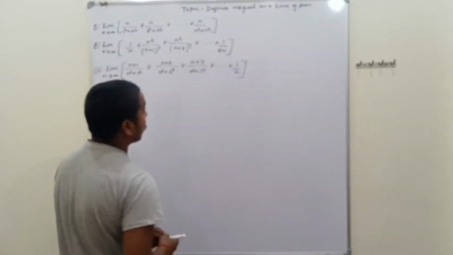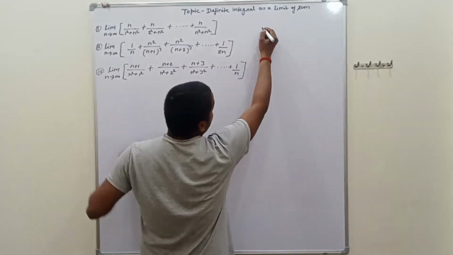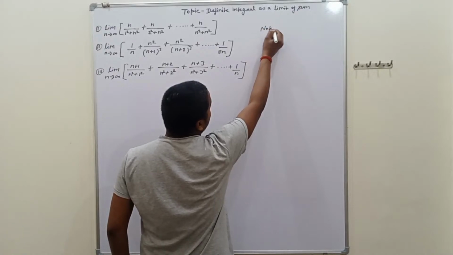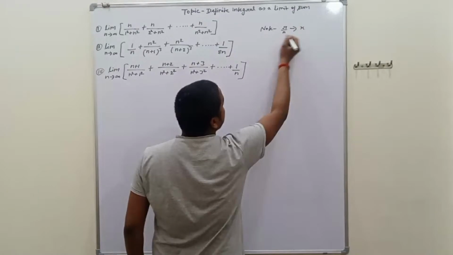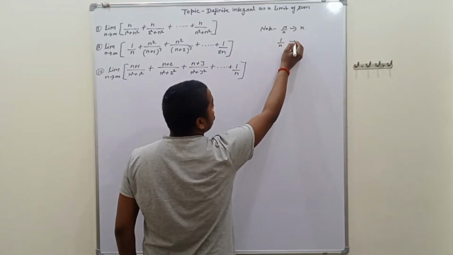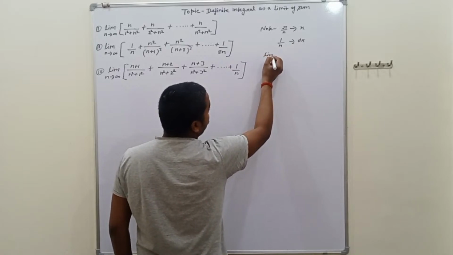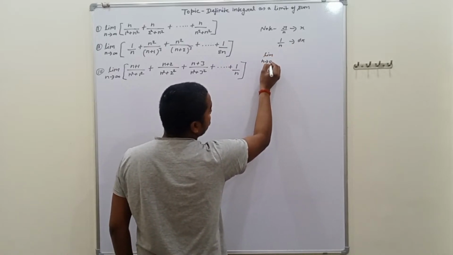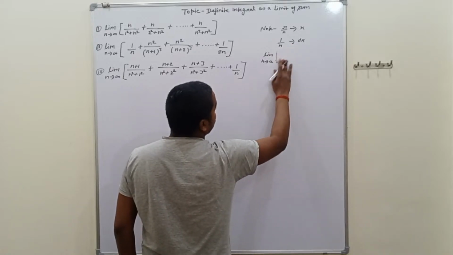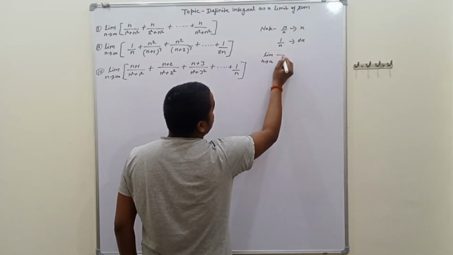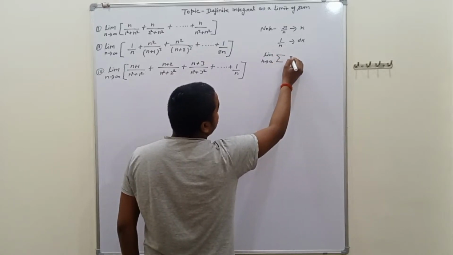We have to solve second problem. Further we have to write here a note, that r by n is written as x, 1 by n is written as dx, and limit of n tends to infinity, summation is written as integration.